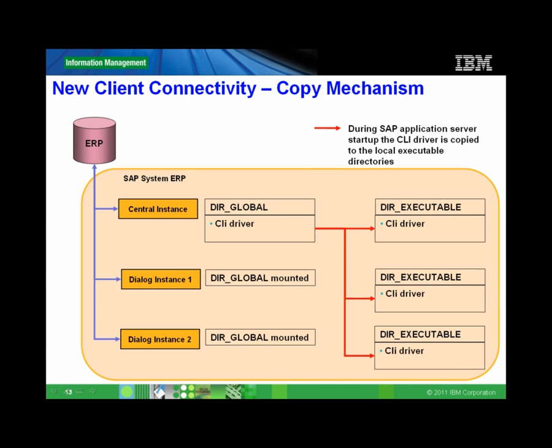When the SAP system is started, the CLI driver is copied from the global directory to the local executable directories. Like this, each instance has the latest version of the CLI driver in its local directory. The idea behind this is to have a smooth upgrade of the CLI driver. If you want to update the CLI driver, you will do this only once in the global directory, and afterwards you can restart one dialog instance after the other. The dialog instances are typically connecting against the database. Like this, you don't need a downtime for the whole SAP system to upgrade the CLI driver.